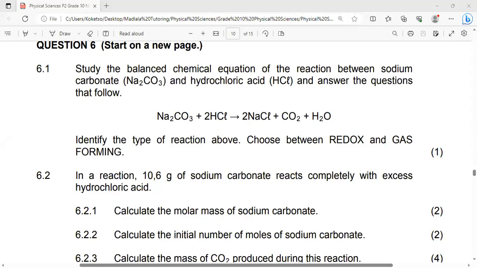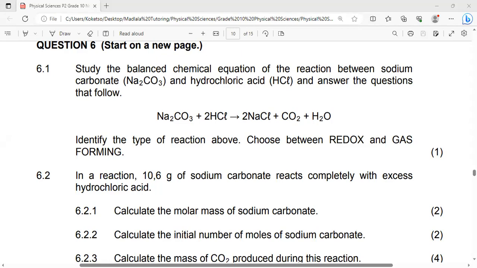So let's look at this balanced chemical equation. They say 1 mole of sodium carbonate reacts with 2 moles of hydrochloric acid to form 2 moles of sodium chloride, 1 mole of carbon dioxide, and 1 mole of water.